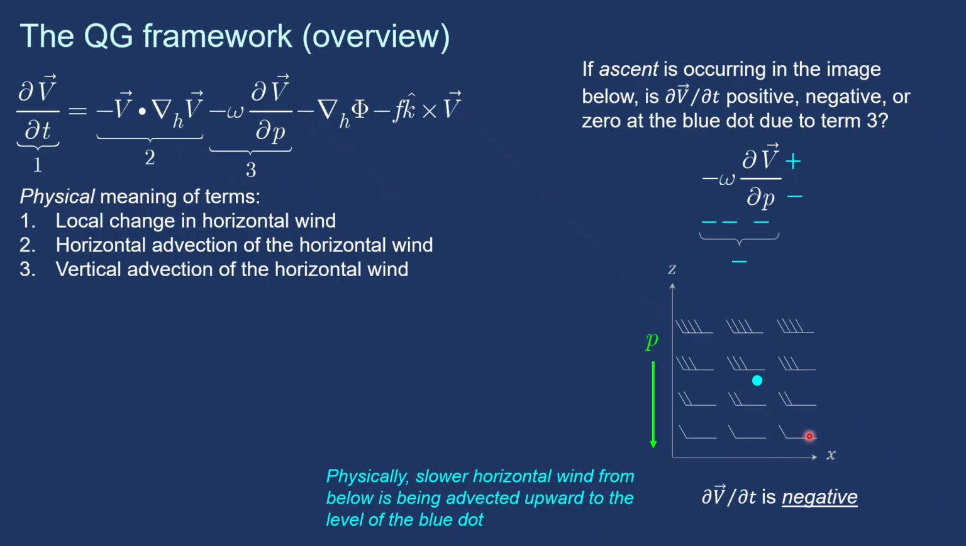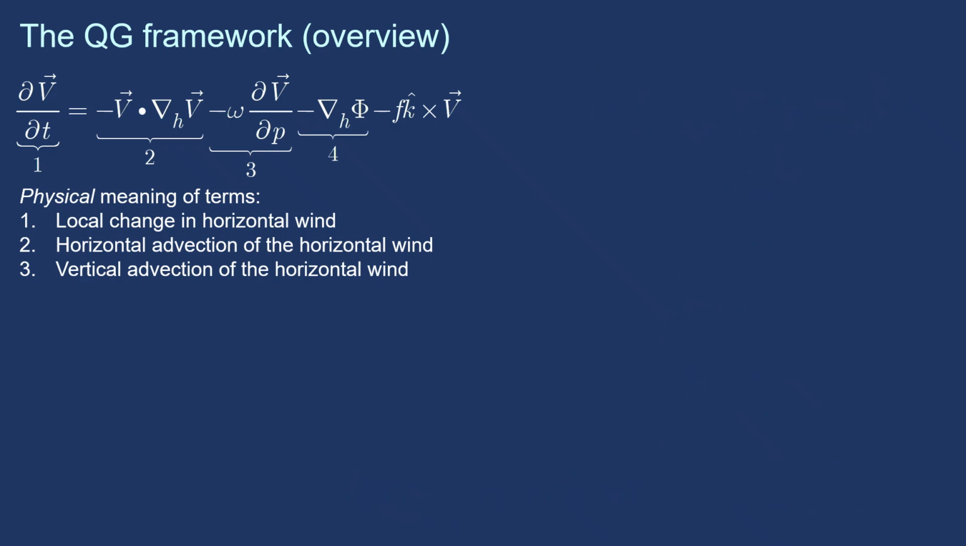So that lower momentum air from below, because there's ascent occurring, is being carried upward and is influencing the local tendency of the horizontal wind at the blue dot by making it smaller. So you would envision the entire wind field moving upward here and the winds at the blue dot getting less over the course of time.